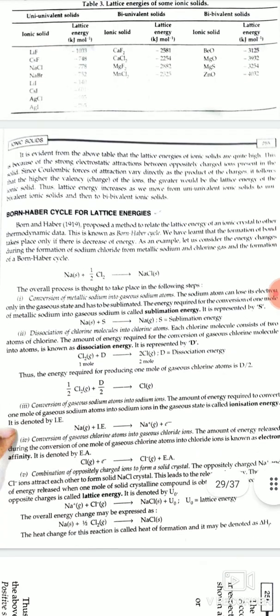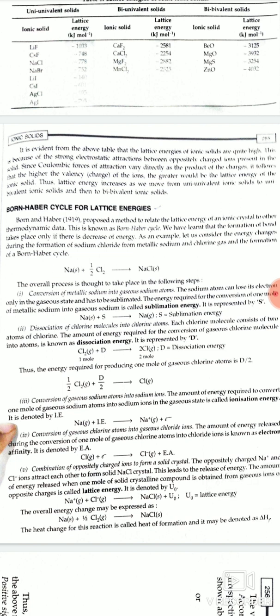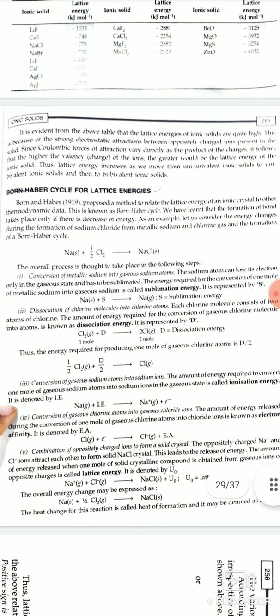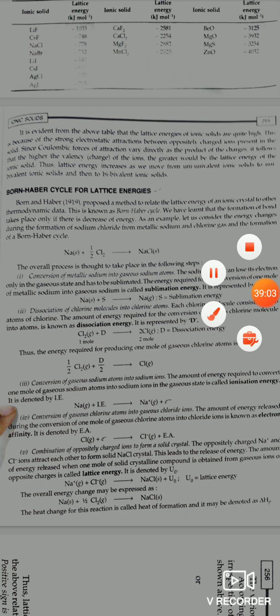It is evident from the above table that the lattice energies of the ionic solids are quite high. This is because of strong electrostatic attraction between oppositely charged ions present in the solid. Since Coulombic force of attraction varies directly as the product of the charges, it follows that the higher the valency charge of the ions, the greater would be the lattice energy of the ionic solid. Thus, lattice energy increases as we move from univalent ionic solids to bivalent ionic solids and then to trivalent ionic solids.